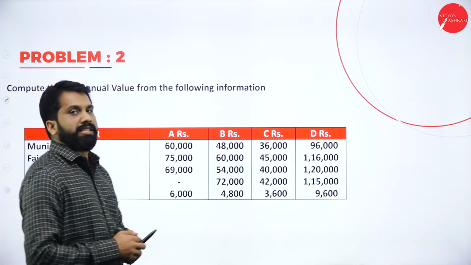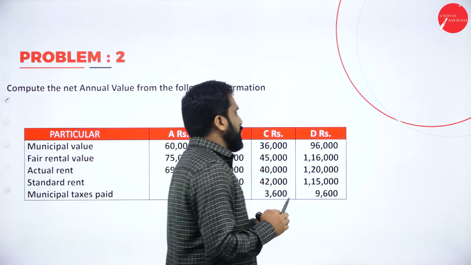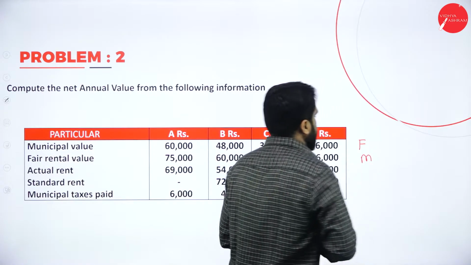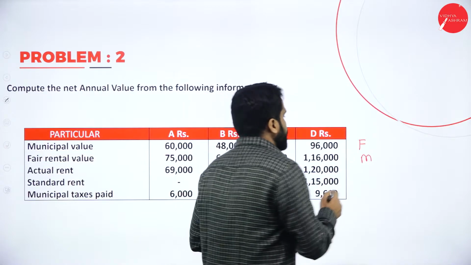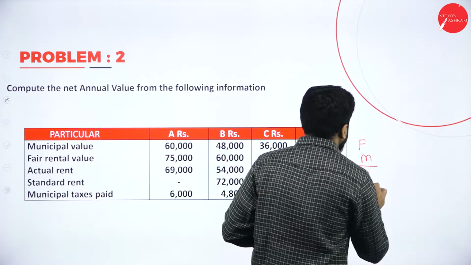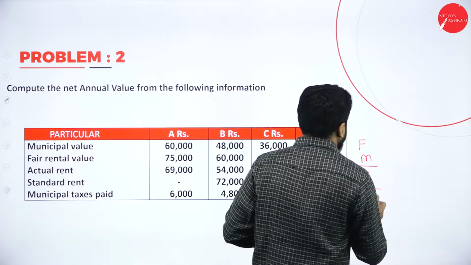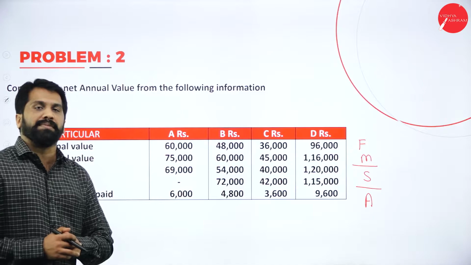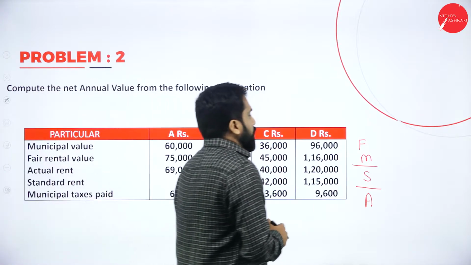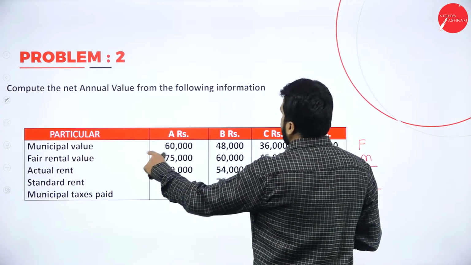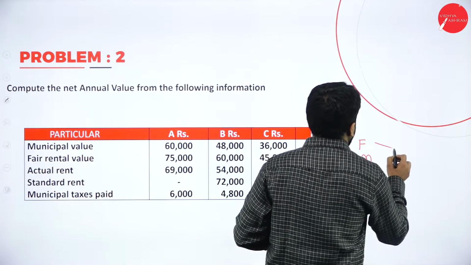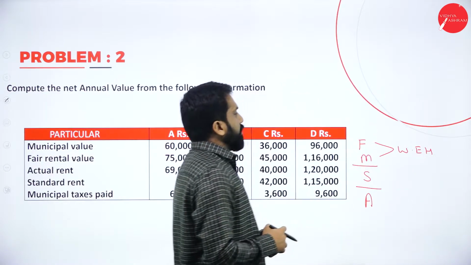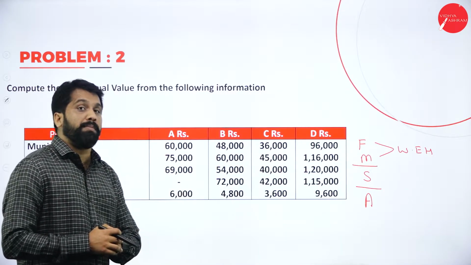In the first session itself, I explained to you. Now, what is the logic? FM. Remember this. What is FM? F, M, S, E. So there is a logic as well as a shortcut. F stands for fair rental value, M for municipal value. Out of these two, whichever is higher.